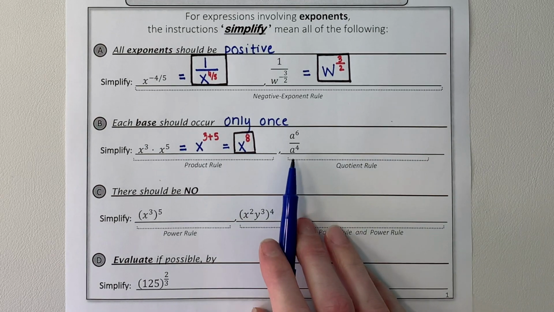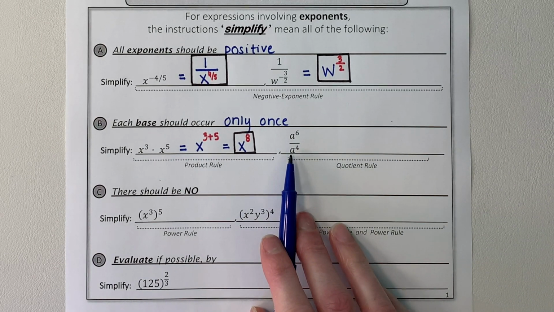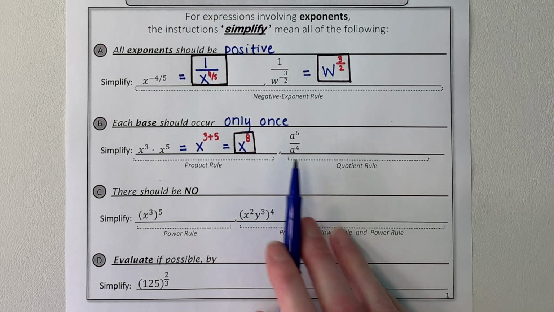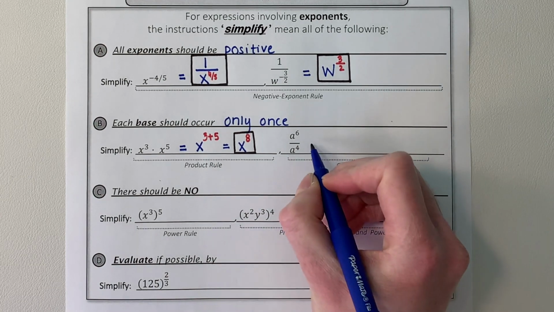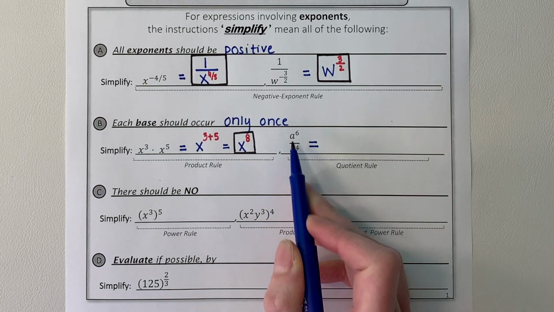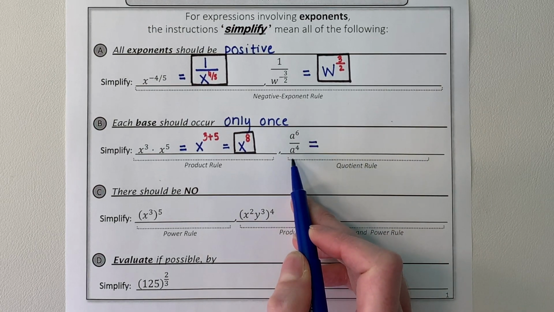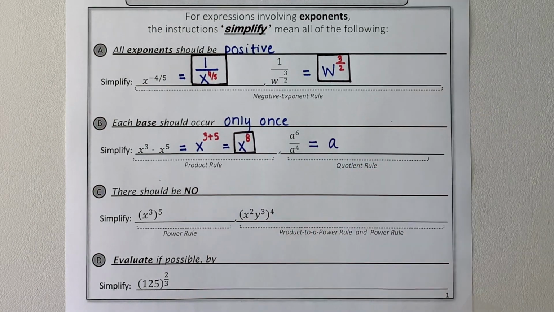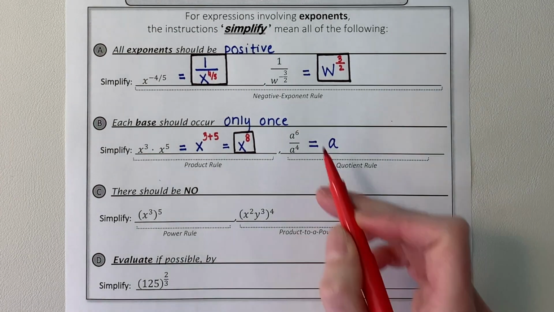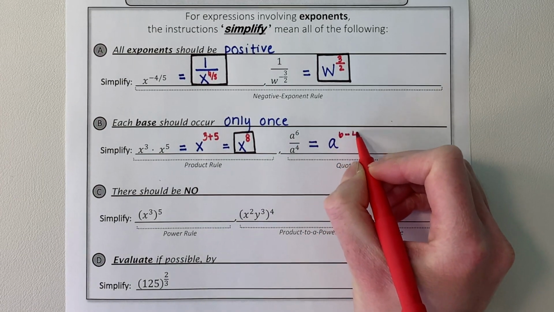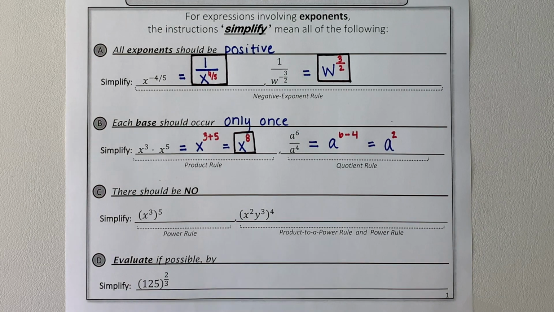This expression here is not yet simplified because the base a occurs more than once. To simplify this, we're going to use the quotient rule. The quotient rule says that when you divide 2 quantities with the same base, to simplify, you keep the base and subtract the exponents. So we'll take 6 minus 4, and that will leave us with a squared.